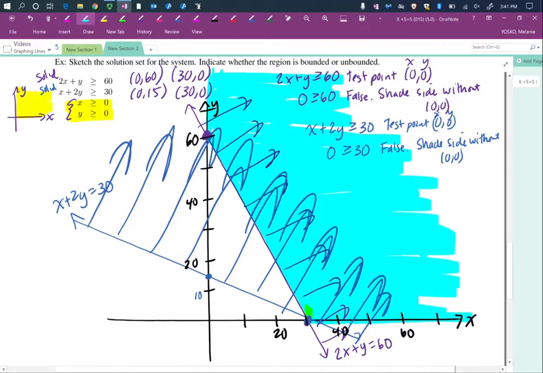Okay. So the blue region that I've shaded is my feasible region, S. Okay. We see S is unbounded this time. Cannot completely enclose that in a circle.